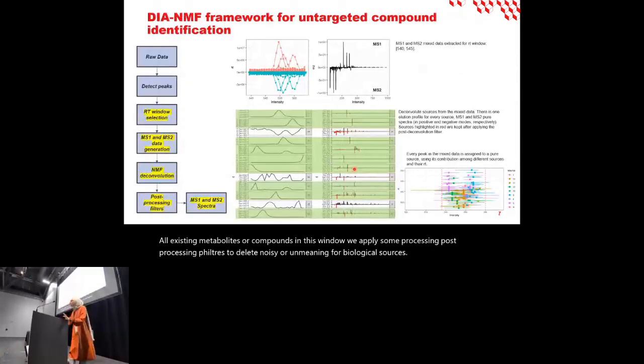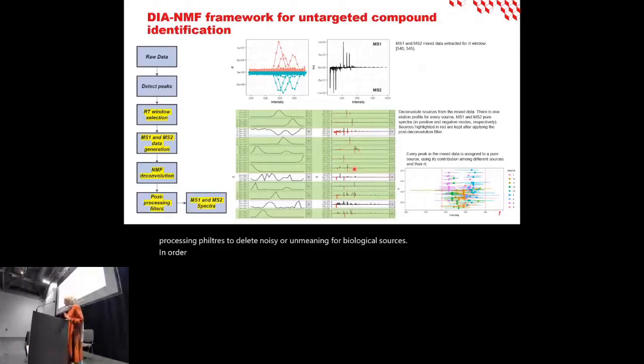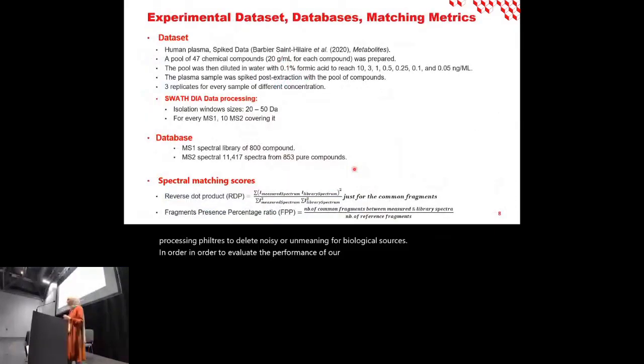In order to evaluate the performance, we used a real biological sample. It's human plasma spiked with 47 known compounds at 8 different concentrations. And for each concentration, we have 3 replicates. It was processed using SWATH DIA. For every MS1 scan, we have 10 MS2 acquisitions covering it, and the isolation window sizes range between 20 and 50 Dalton. For spectral matching, we use the fragment presence product, the reverse dot product and the fragment presence ratio. Going rapidly to the results.